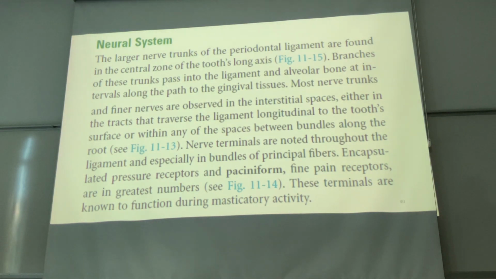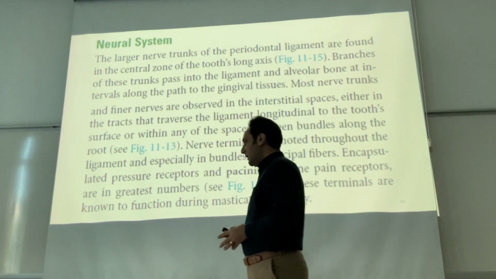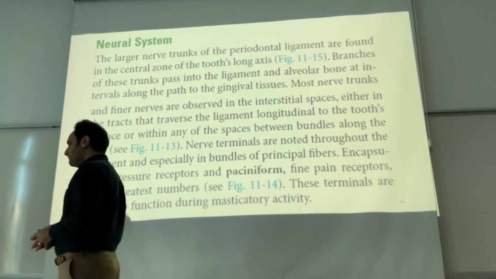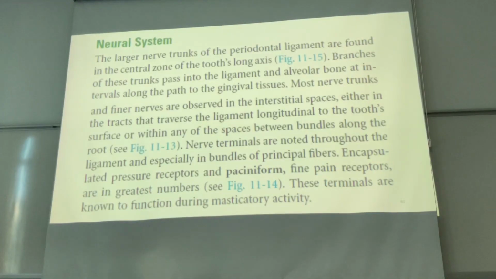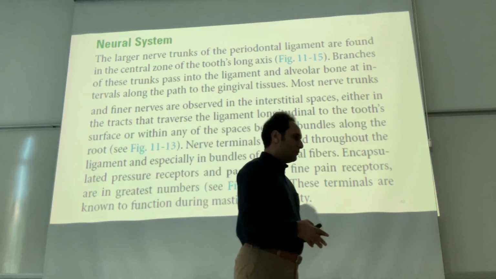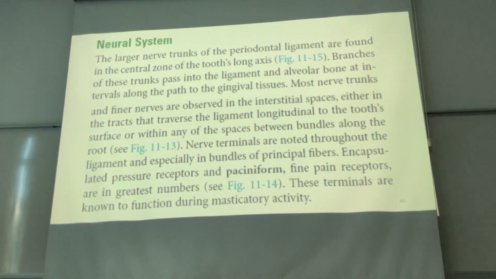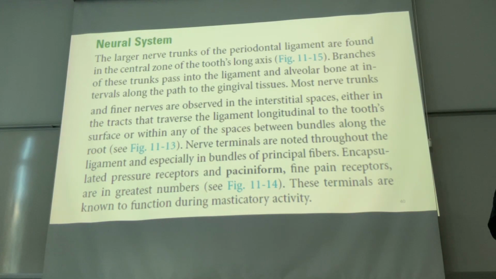Okay. Let me continue our lecture about the periodontal ligament. Now, we are going to talk about the nerves present in the periodontal ligament. As you know, we have a masticatory system. You will see this system in your special lectures related to your dentistry.